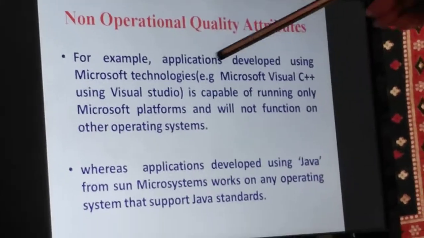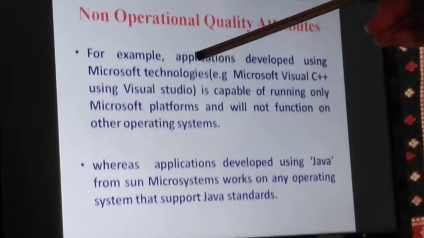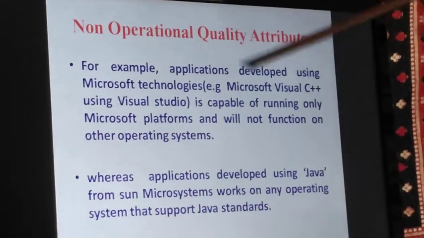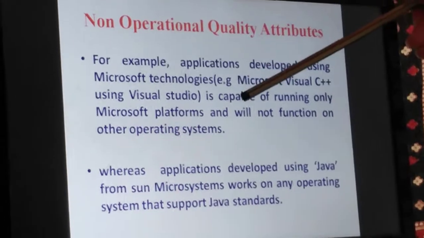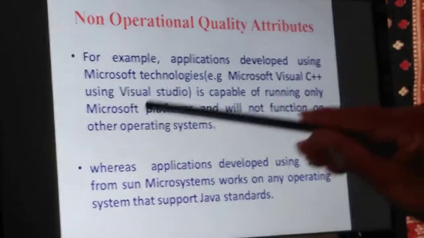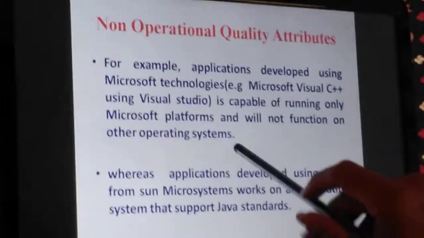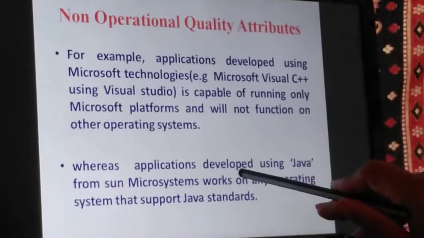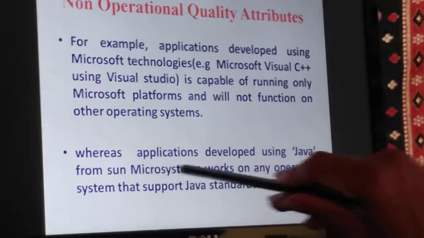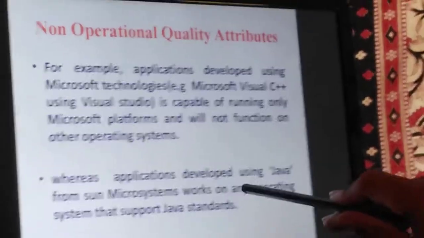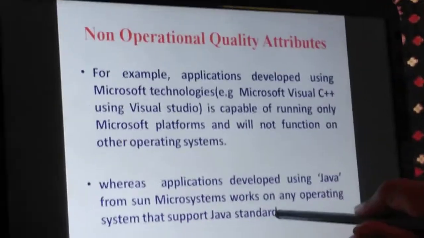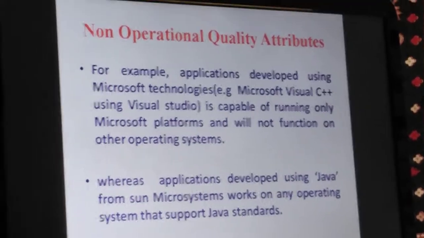For example, applications developed using Microsoft technologies, Microsoft Visual C++ using Visual Studio, are capable of running only on Microsoft platforms and will not function on other operating systems. Whereas an application developed using Java from Sun Microsystems works on any operating system that supports Java standards.